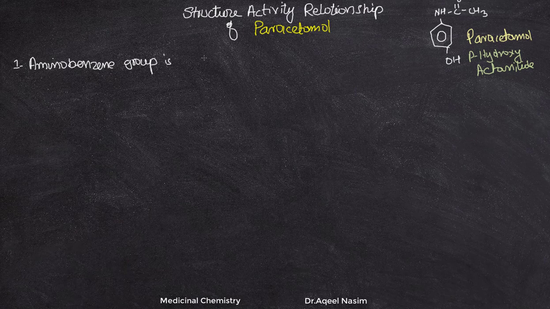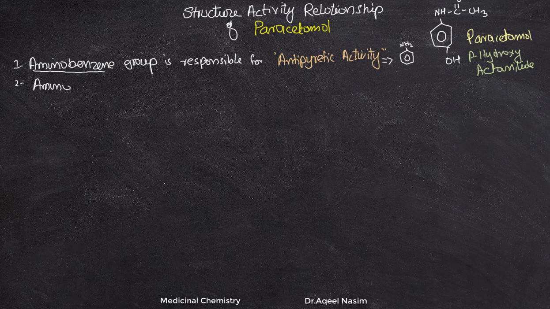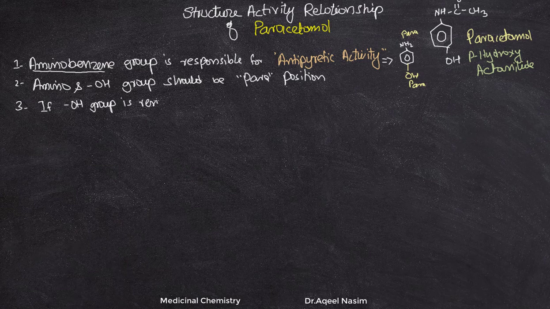Now it has certain SAR properties. Let's discuss them one by one. Number one: the aminobenzene group present in paracetamol is responsible for antipyretic activity. So here I draw the aminobenzene group. The second SAR for paracetamol is that the amino group and hydroxyl group should be at the para position to each other. Just like this, the amino group and the OH group are on the para position to each other.